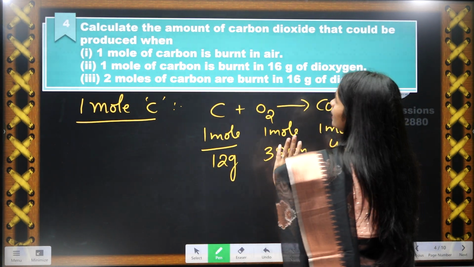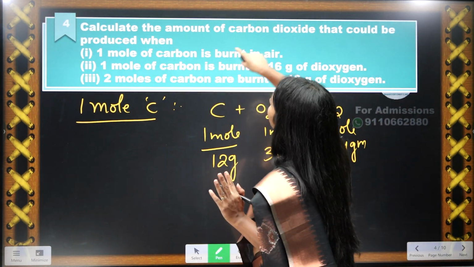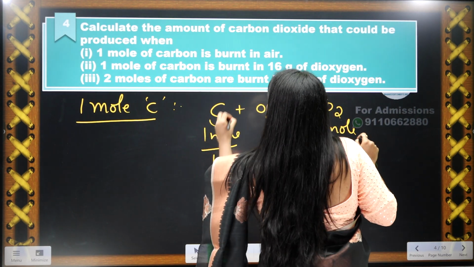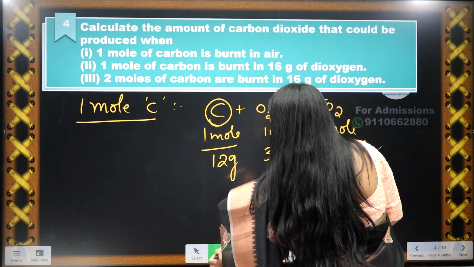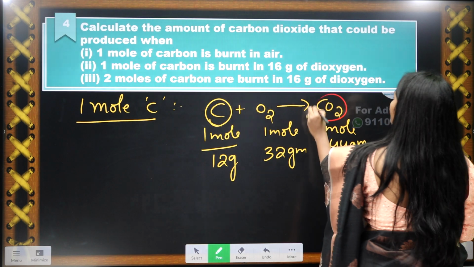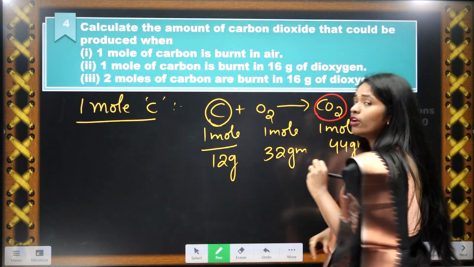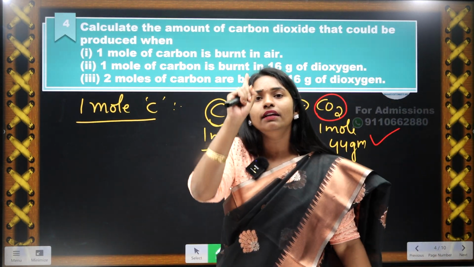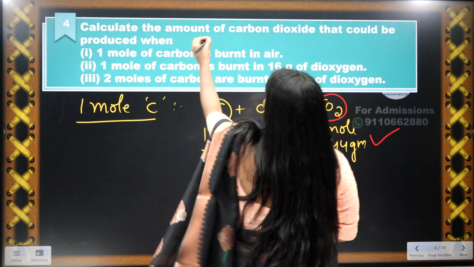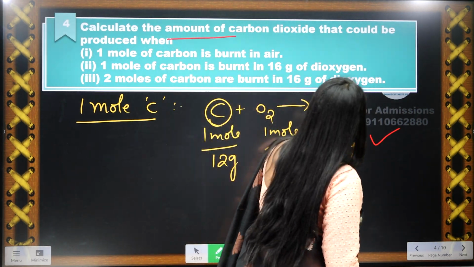Then they are asking, 1 mole of carbon is burnt in air, how much amount of CO2 are you getting? 44 grams of CO2 means 1 mole of CO2. Amount they are asking. So 44 is the answer.